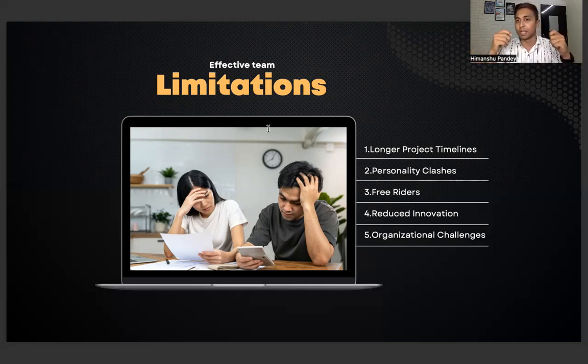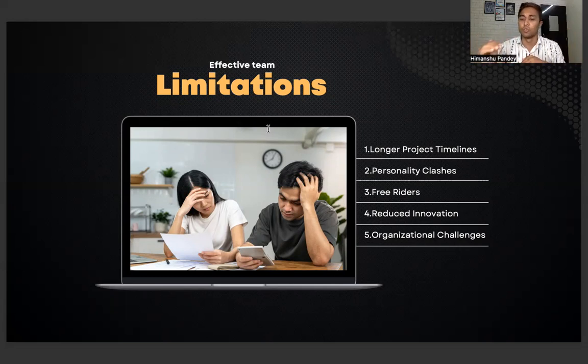The second one is personality clashes. Everyone cannot coordinate with each other, so there is a high chance of a personality clash. This is the second biggest issue. Then the third point is free riders. In every organization there are a few free riders who do not contribute to a project, but they take the credit. They ride free on others' work. There are free riders in every organization.